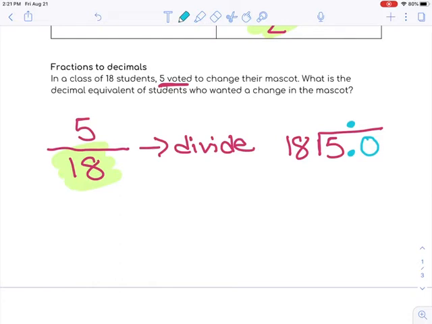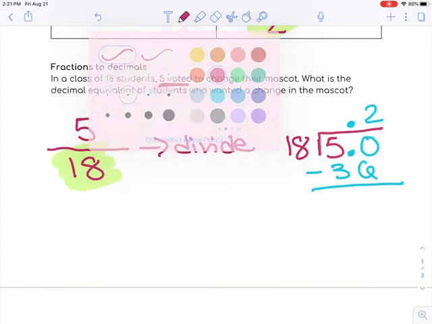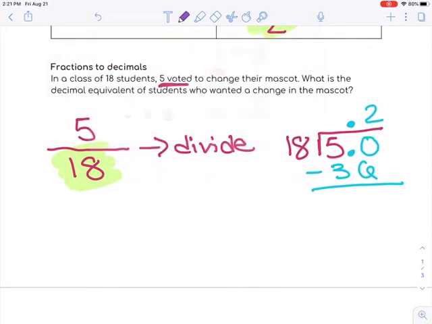So now we can ask ourselves, how many times does 18 go into 50? It goes in 2 times. And what is 18 times 2? 18 times 2 is 36. So I'm going to subtract 36 from 50 to see what I have left over. And when I subtract that, I have, let me pick a different color here. I have 14 left over.